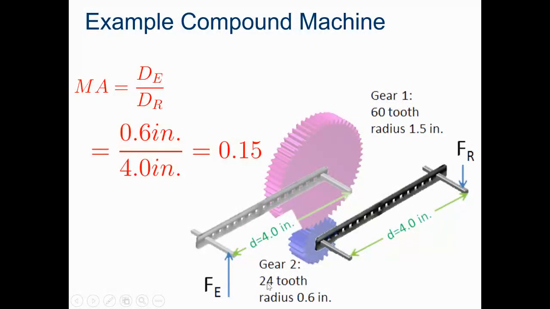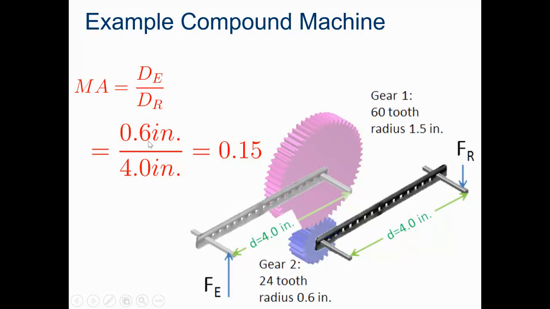And then our DR is the distance from the fulcrum out to the FR force, so our output force. And so we're going to get DE over DR is 0.6 over 4. And again, 0.6 is the radius of this gear. And it's 0.15, so it's quite a bit less than 1. So we're getting very much a mechanical advantage less than 1 on this particular piece. So we're putting in a lot of effort force. We're not going to get much output. As far as our output force, it's going to be a lot smaller.